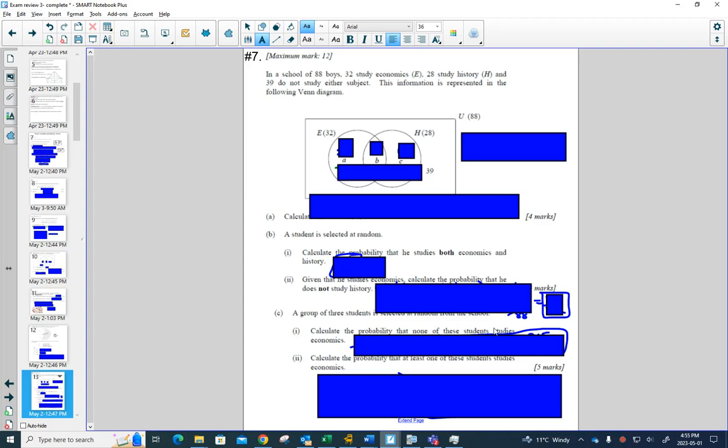First of all, 7 here. 88 boys, 32 study economics, 28 study history, and 39 do not study any. So the 39 is already out there. This information is represented by the following Venn diagram. Calculate the values of A, B, and C. So what do we have here?